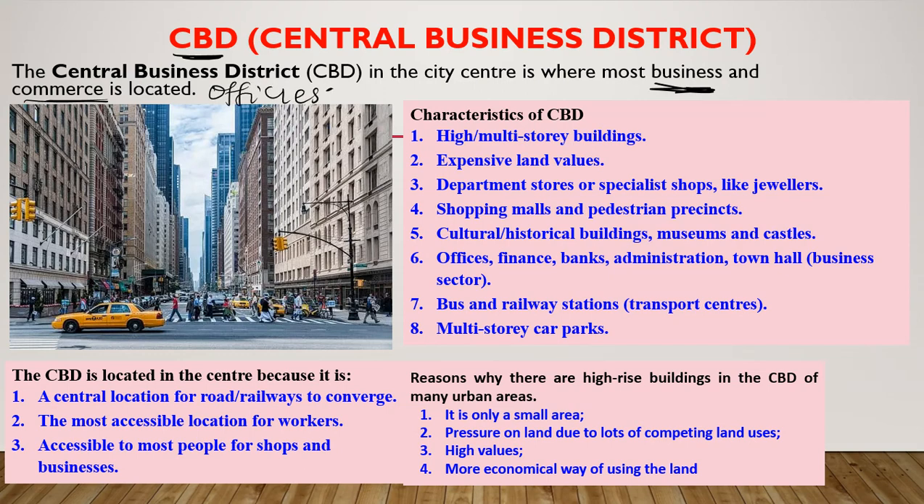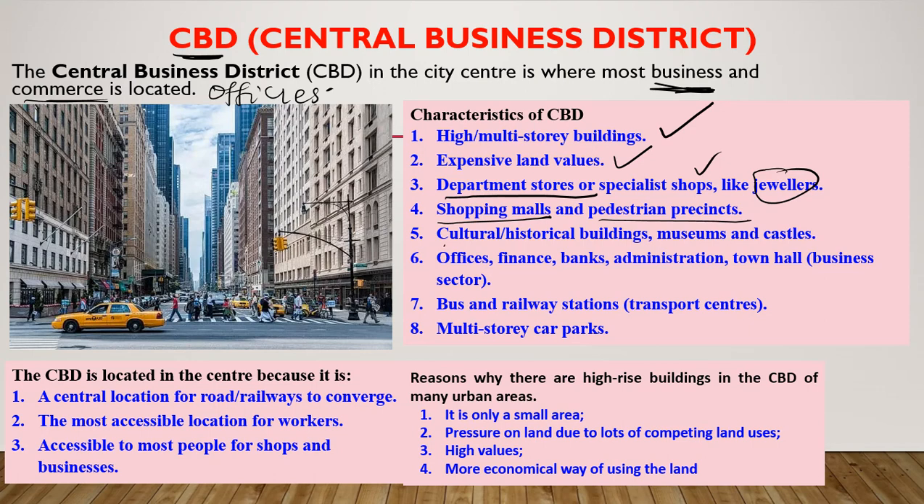That's where you also have most of the offices. Now, what are the characteristics of a CBD? If you look at this image, you should be able to pick out a lot of characteristics of a CBD. First, they have high multi-story buildings. Two, it is expensive, so highly expensive land value. Three, they have a lot of department stores or specialty shops like jewelries. Then that's where you have shopping malls and pedestrian lanes. You can see a lot of people walking there.